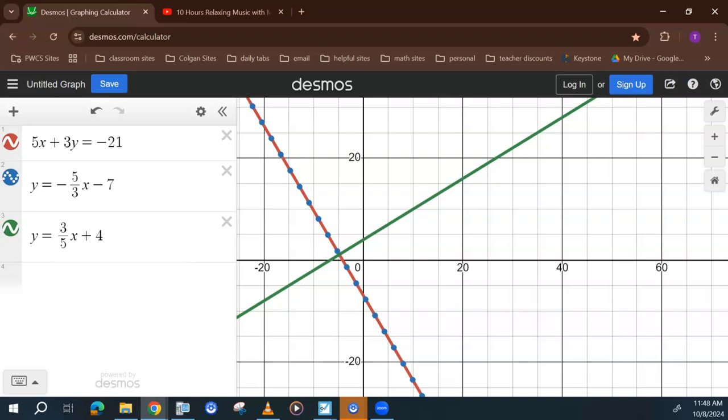Okay. So you guys can work on the parallel and perpendicular lines Delta Math that is due on Friday.